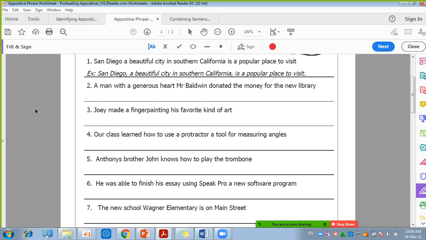So you say the left out will be: a man, Mr. Baldwin donated the money for the new library? What is more important? If you exclude it, the left out will still make sense. Now read the left out. A man, Mr. Baldwin donated the money for the new library. Do you feel that it makes sense? No. Okay, wait.